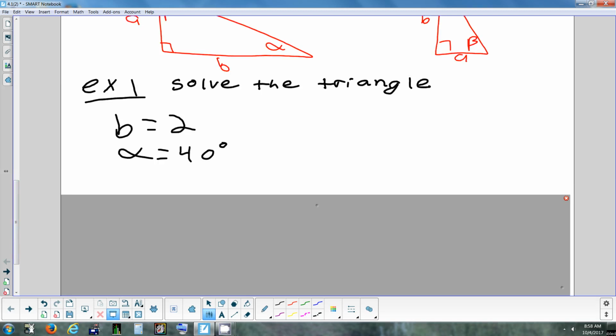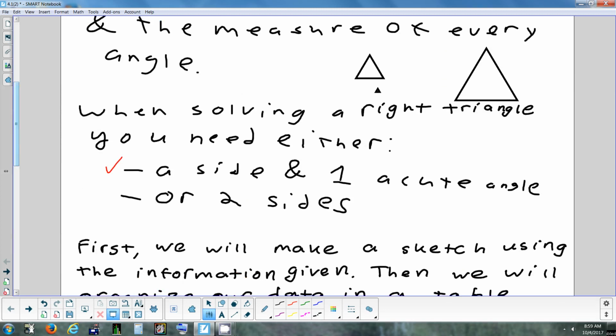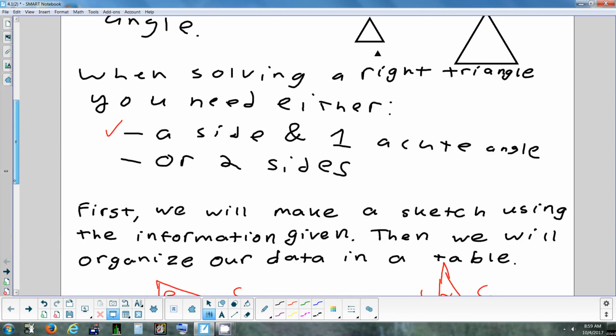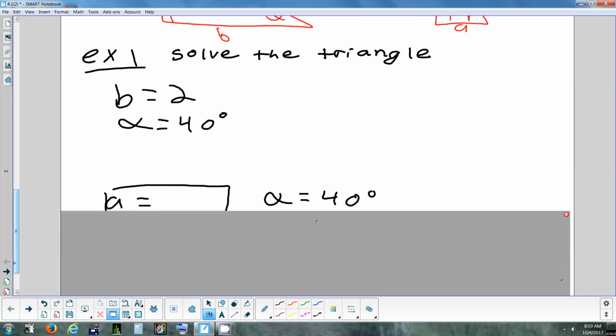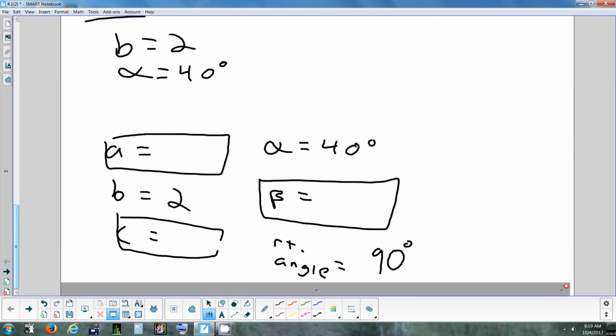Okay, so let's solve that triangle. So this is the case where they're giving me a side and an angle to start with. If I go back up, it's that case. They're giving me a side and an angle. Okay, so the first thing I've done is I just made a table. I put the 3 sides in the left column, the 3 angles in the right column. And I put a box around everything I don't know. Okay, but that's what I need to find. I filled in B is 2 and alpha is 40 because that was given.